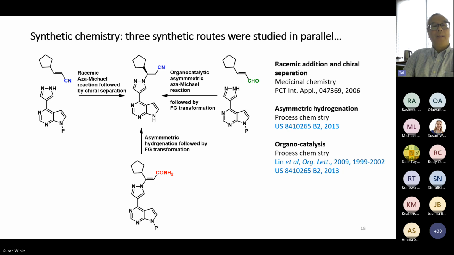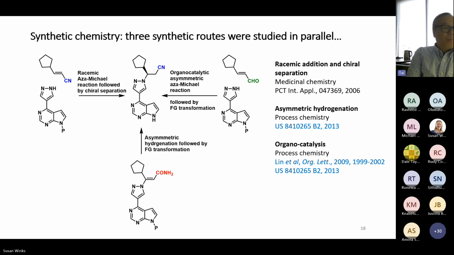The racemic asymmetrical addition followed by chiral separation, that is the original medicinal chemistry synthesis. It is very direct, and it could get to where we want. But it's probably not the most elegant. The one coming from the right to the left is the organocatalytic asymmetric reaction, so we investigated that as well. And coming from the bottom is asymmetric hydrogenation, followed by functional group transformation.